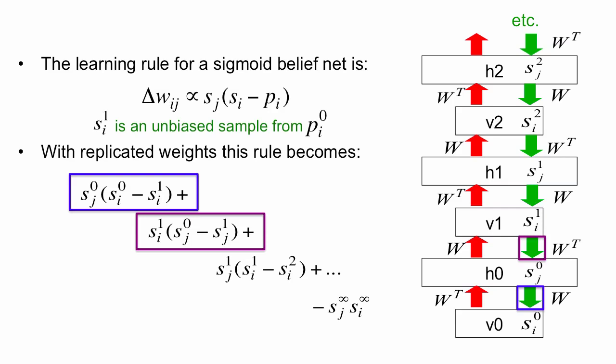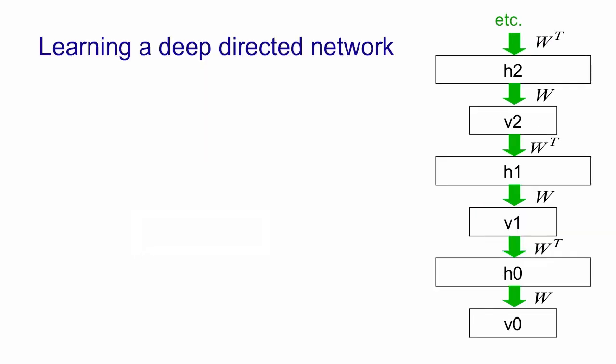And if you just keep going for all the weight matrices, you get this infinite series, and all the terms except the very first term and the very last term cancel out. And so you end up with the Boltzmann machine learning rule, which is just Sj0 times Si0 minus Sj infinity times Si infinity. So let's go back and look at how we would learn an infinitely deep sigmoid belief net.